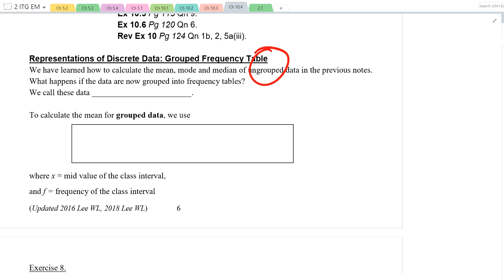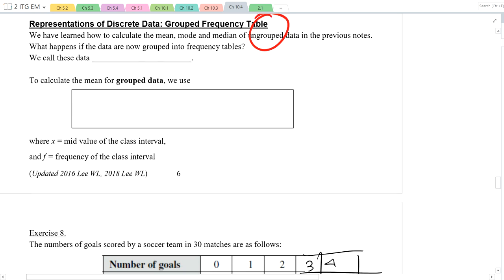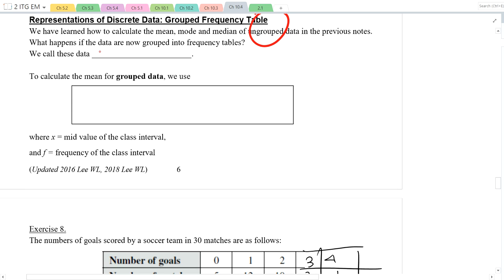Maybe like people below 10 years old, people from 11 to 20 years old, another group, 21 to 30 years old, another group, so on and so forth. That will therefore be called grouped data, okay? So over here, fill in the blanks. We call this data grouped data. And we shall see some examples.